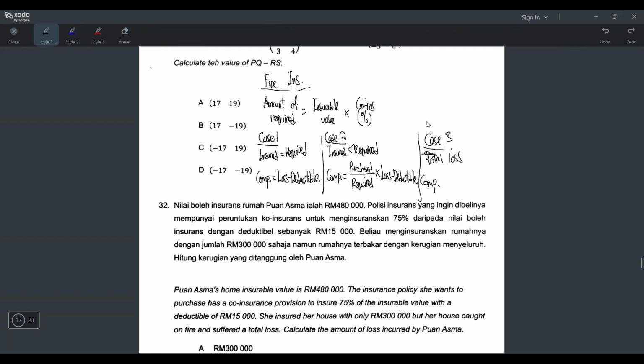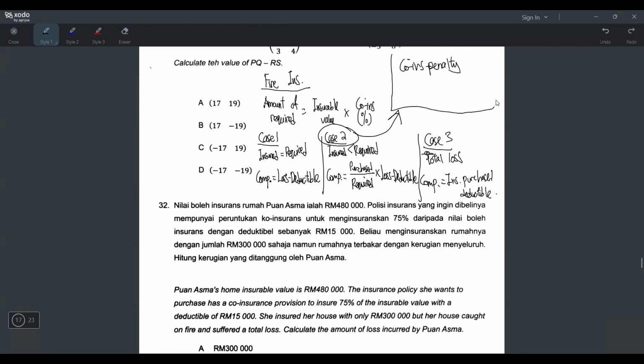Okay, if it is a complete loss, we don't care about whether the insured value is less than required or equals required. We don't care about that already. Because if it's total loss, it's very pitiful already, right? So the formula will just be insurance purchased minus deductible. Okay, so these are all the things you need to know before doing fire insurance. Oh, one more thing. For case 2, there is something called the co-insurance penalty. But this only happens in case 2.